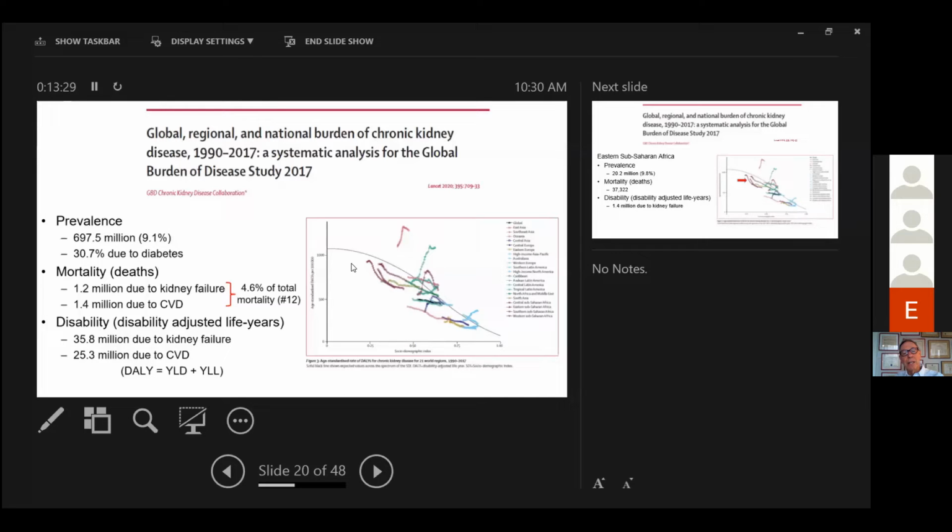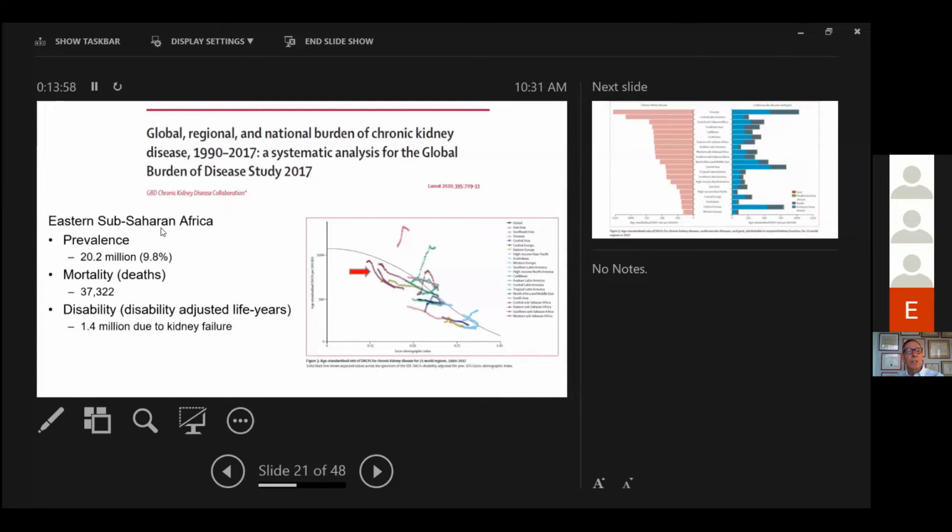And each dot on this diagram is one of the nations in the world, and this represents the relationship of socio-demographic index, with higher numbers meaning higher income, and this represents the DALYs, right? And you can see that they are higher in low-income countries, right? And these are the different regions of the world which are listed here.